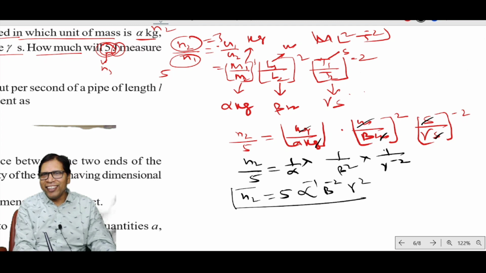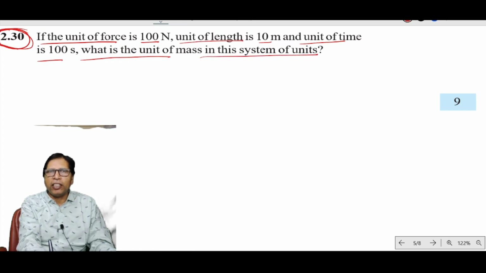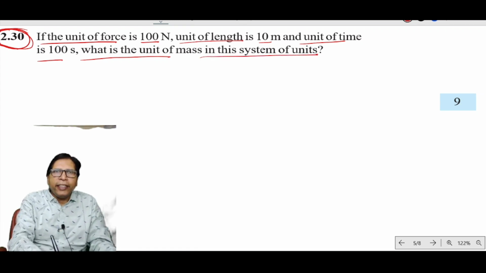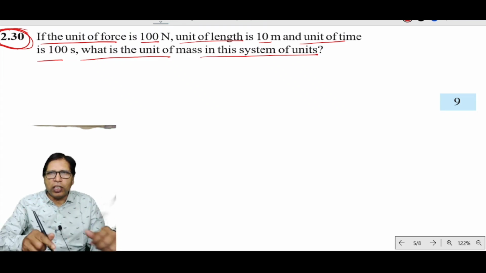Okay, understood. Next, there is another exemplar numerical. If the unit of force is 100 Newton, unit of length is 10 meter, unit of time is 100 second, what is the unit of mass in this system of units? It is the conversion between the SI system and the new system.